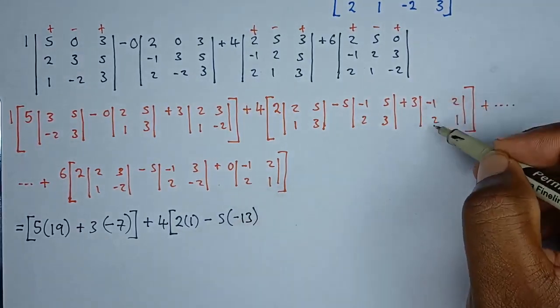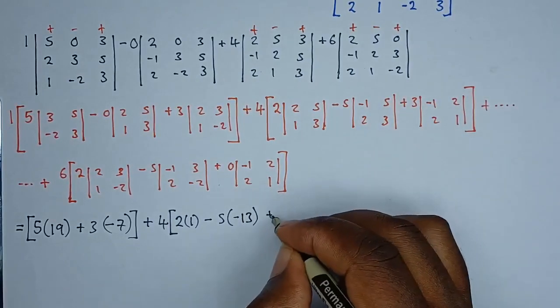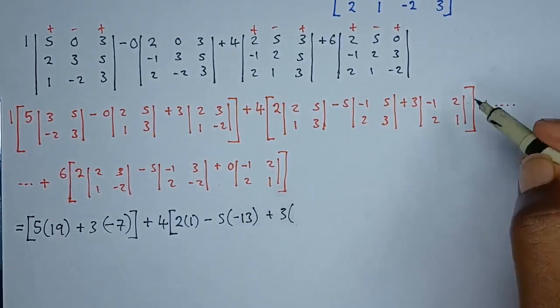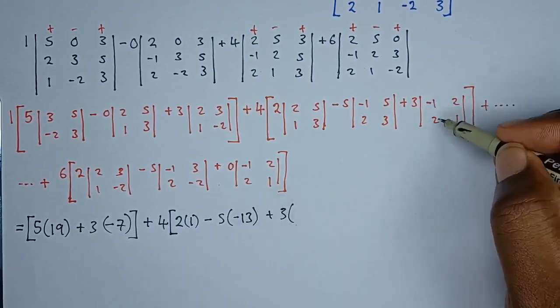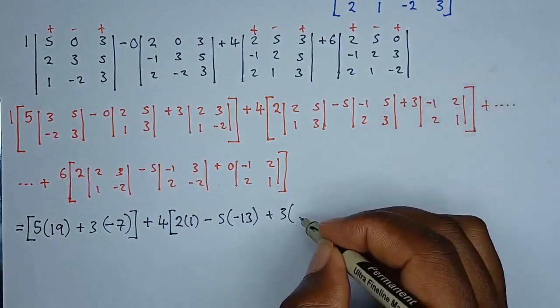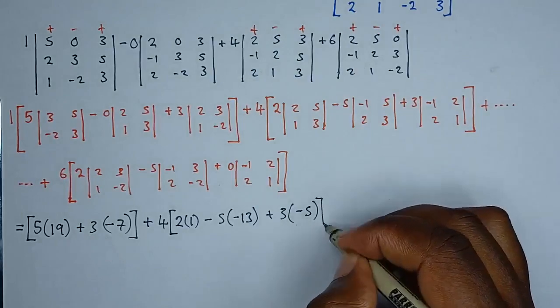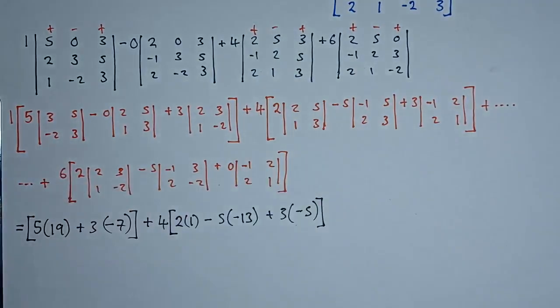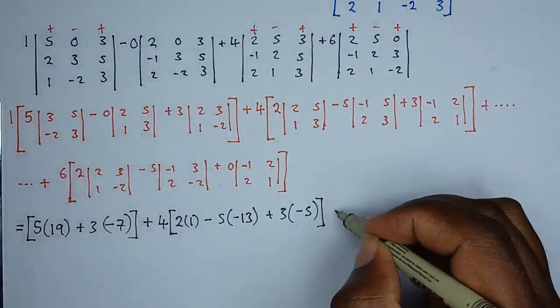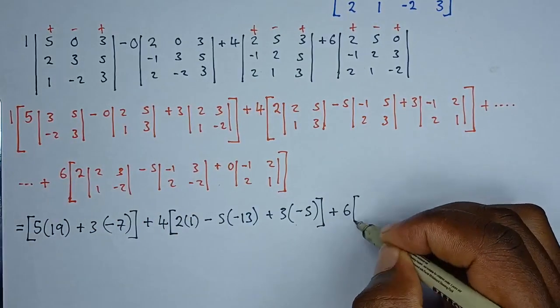Okay, lastly, what we have here is a plus 3. The 2 by 2 formed will be negative 1 minus 4, which should give us negative 5. Like that. Okay, close our bracket. Let's look at the last one now. So the last one, we have a 6 outside the bracket.